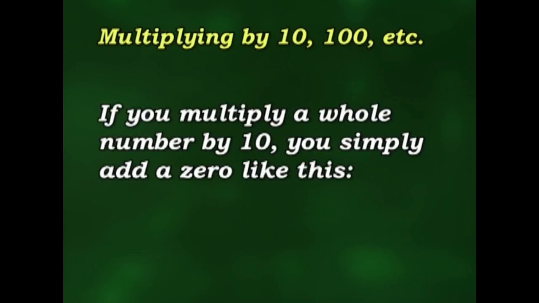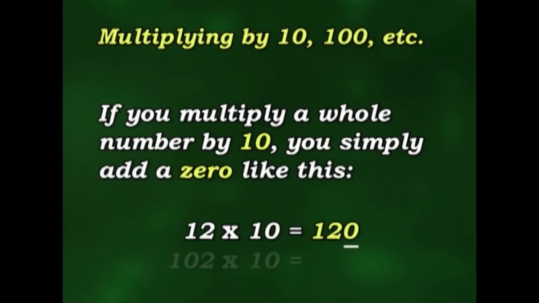If you multiply a whole number by 10, you simply add a 0, like this. 12 times 10 equals 120. You see, we added a 0 to 12 and it made 120. 102 times 10 equals 1020. We just added a 0. So 102 times 10 is 1020. It couldn't be easier, could it?